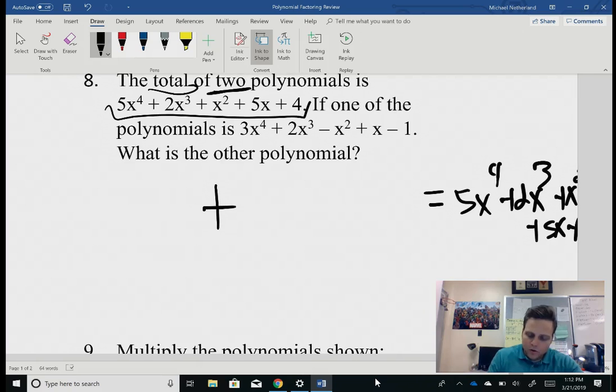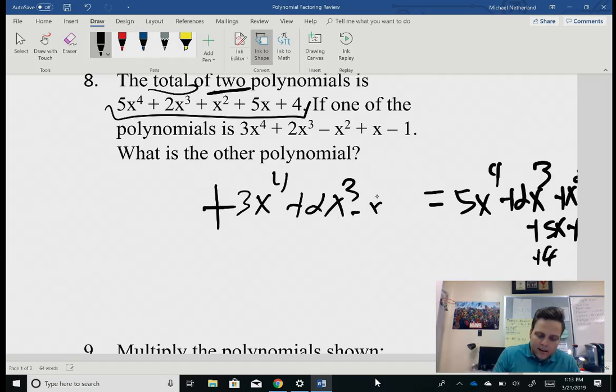We just can't see it anymore. Okay, so plus 4. All right. One of the things I added there is this 3x to the fourth plus 2x cubed minus x squared plus x minus 1. Okay? So what we're trying to do is we're trying to find out what is this other polynomial.